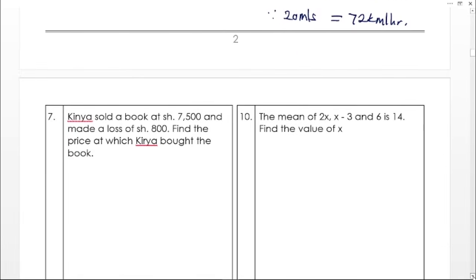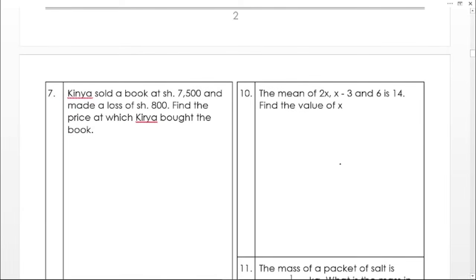All right, my dear learner, let us get another question here. Now this question is saying, Chiria sold a book at 7,500. Now this is the selling price, so that is 7,500. And he made a loss. So he made a loss of 800 shillings. Okay, and now they are saying find the price at which Chiria bought the book. Now we need to get what we call the buying price, which we don't know. So we let the buying price be X.